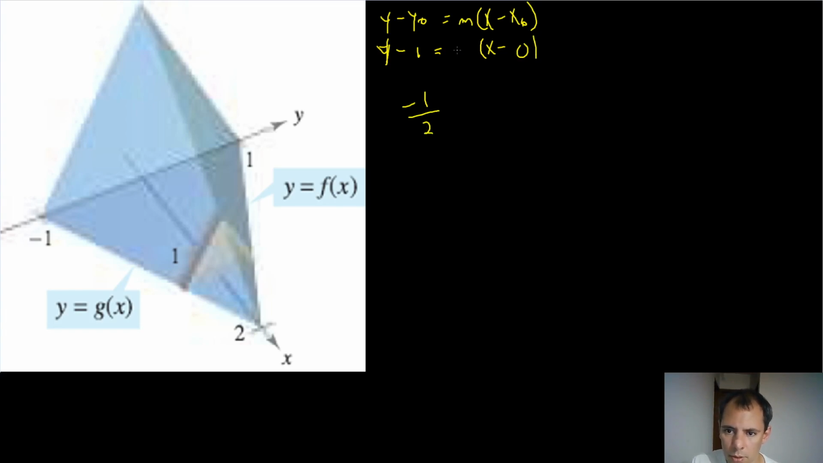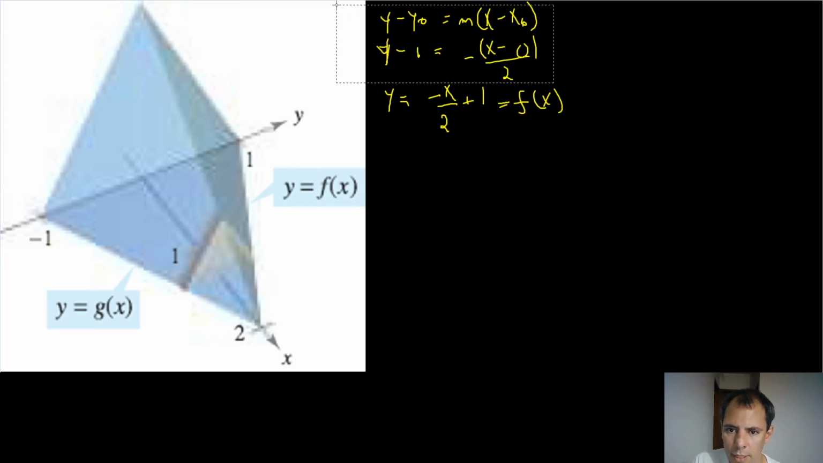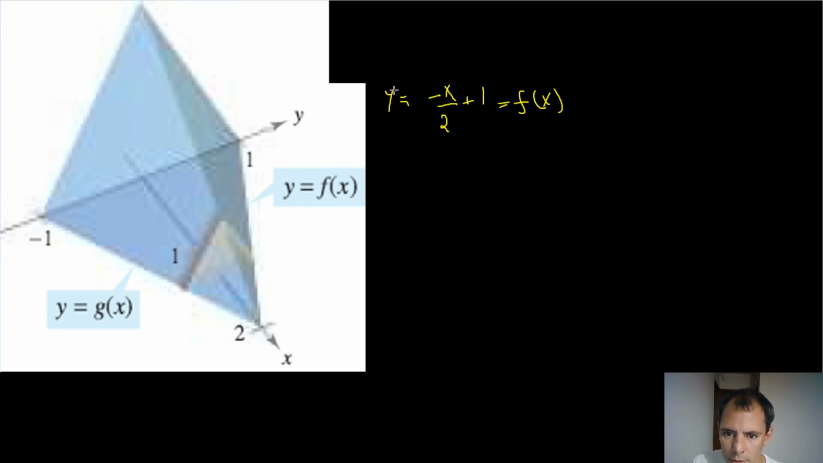So we're going to put divided by 2 in here. Oh yeah, it's minus. So y equals minus x divided by 2 plus 1. This is going to be f of x. All right, I'm going to erase all this and drag it up here. I'm going to erase this y equals here.